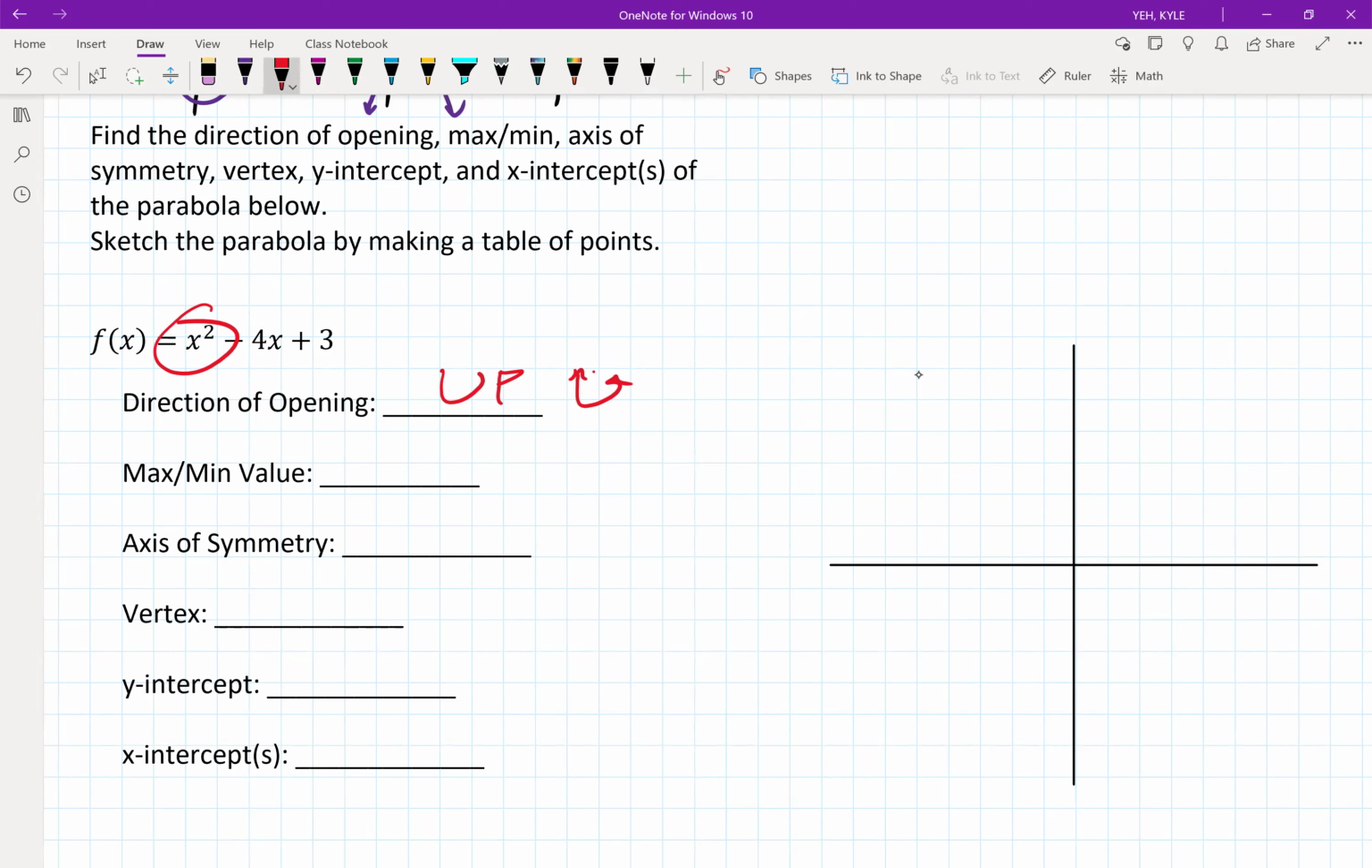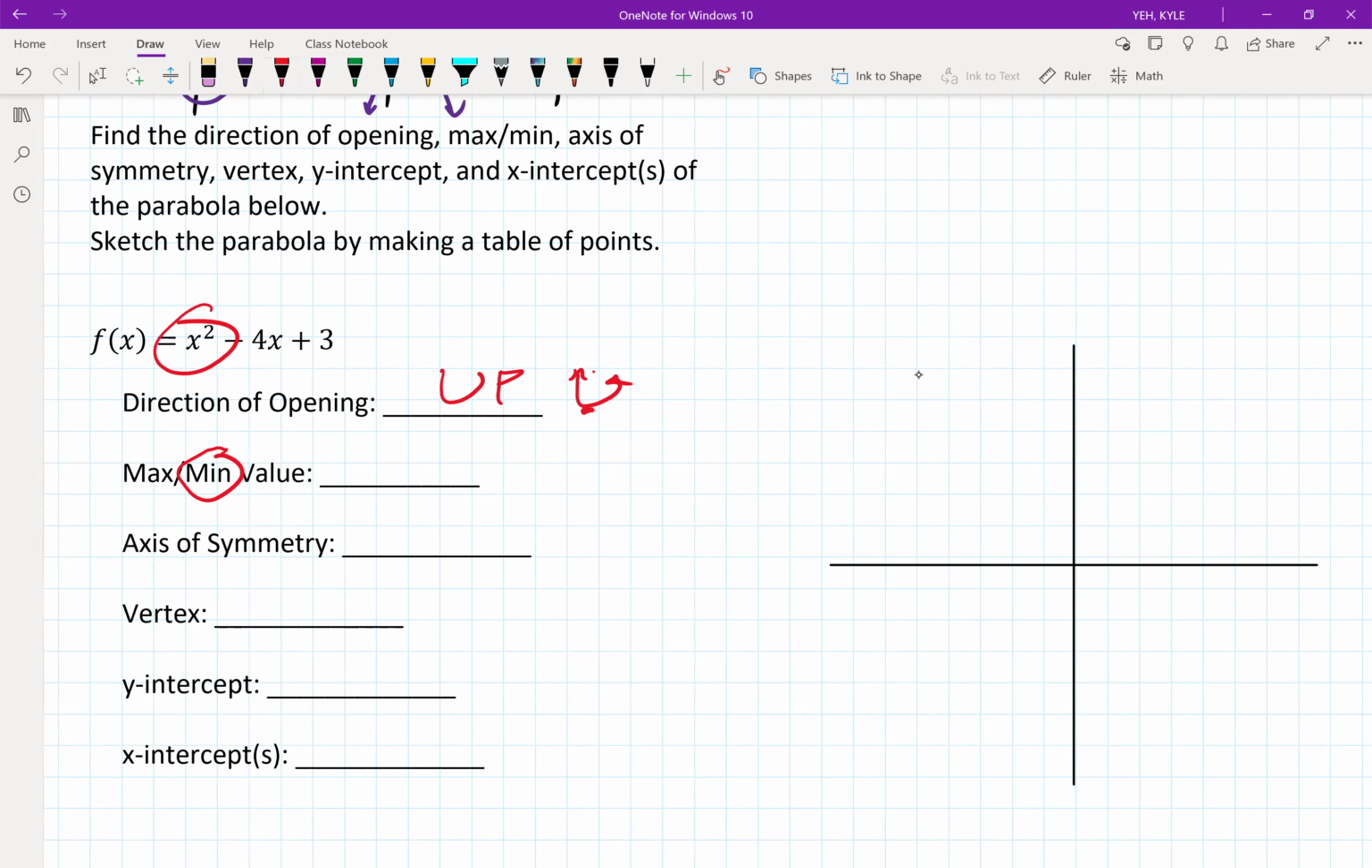Will it have a max or a min value? Well, if you think about that sketch, I can see that it has a bottom point. It has a minimum value. I don't know what it is yet, but I'll figure out how low this graph goes and put the exact value in there soon. All right, let's do axis of symmetry.